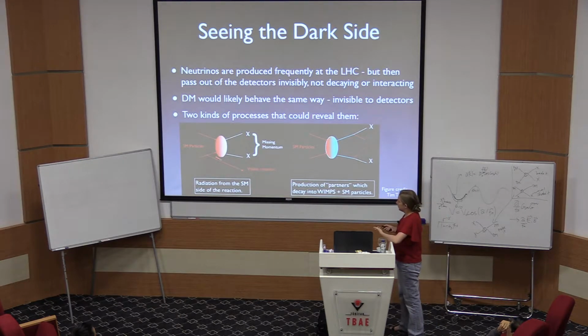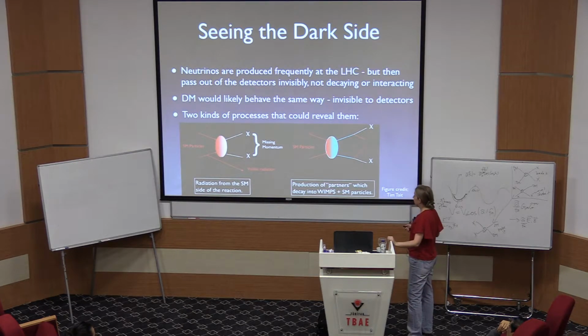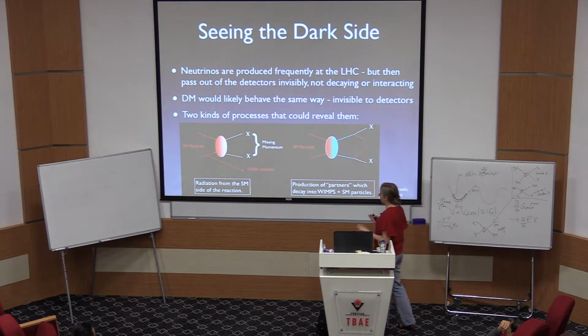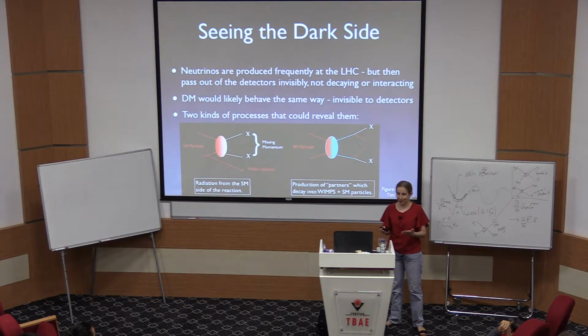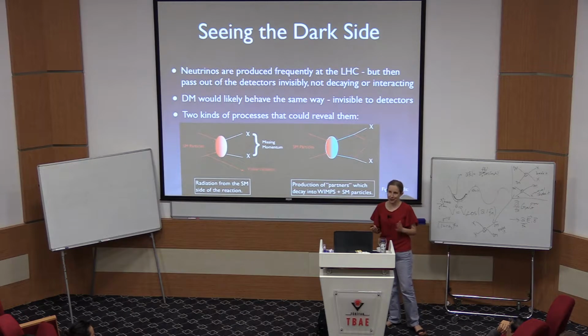As well as these search strategies where you radiate off visible radiation and then look for missing momentum, you could also have situations where you produce particles that subsequently decay, and the decay chain involves dark matter as well as standard model particles. And this is the classic supersymmetry search. The dark matter is the lightest supersymmetric particle. If I produce heavier supersymmetric particles, then they'll decay away, make some dark matter, and also make visible particles. And so I can look for the signatures of a whole bunch of visible particles plus a significant amount of missing energy.